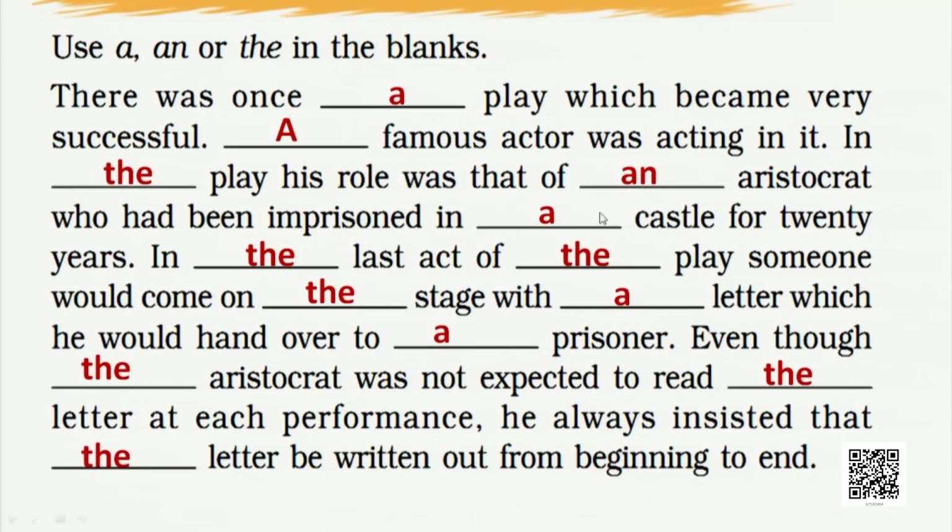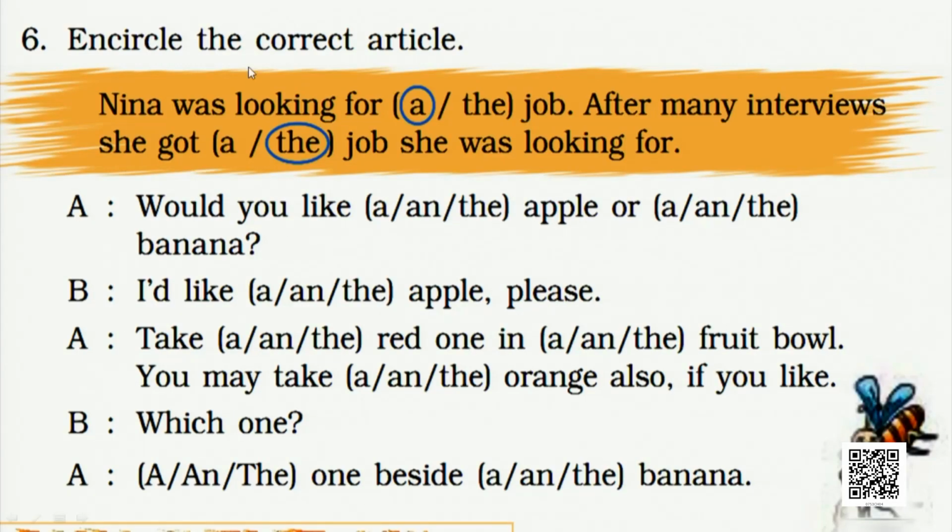So this is the end of the exercise. Let's go on to the next exercise. Here again you have to encircle the correct article. Instead of encircling I am putting a tick on it. Nina was looking for dash job, so as we are being introduced to the job for the first time, so a job. Many interviews, after many interviews she got, now job is coming for the second time, we know what job, the job she was looking for, so that is it. Now let's go on to the exercise here. A, it's a conversation.